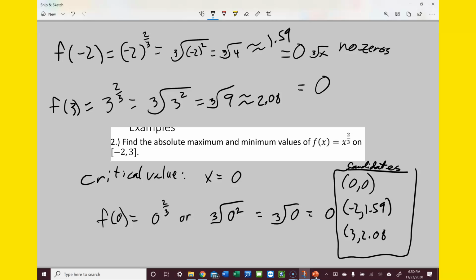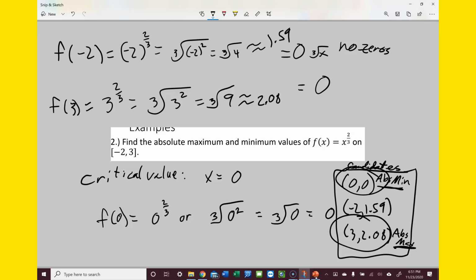So of these candidates, which one has the lowest value, the lowest y coordinate? That would be 0, 0. So that is the absolute minimum then. And which one of these has the highest y value? 3, 2.08. So that is the absolute maximum. So 0, 0 was the absolute min. That was where we had a critical point. -2, 1.59 was where we had an end point, but it's not the lowest. 0, 0 is actually the lowest.